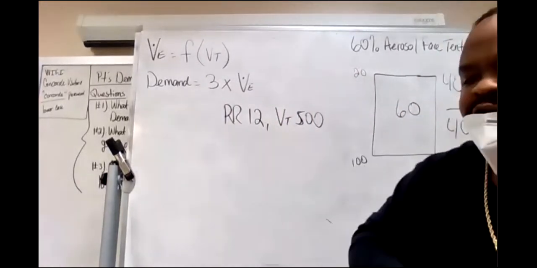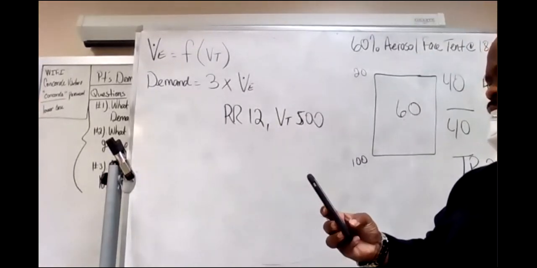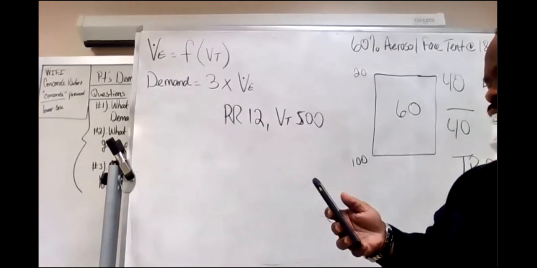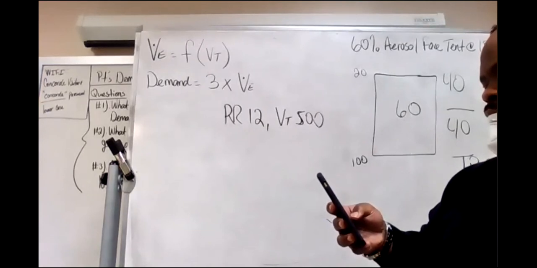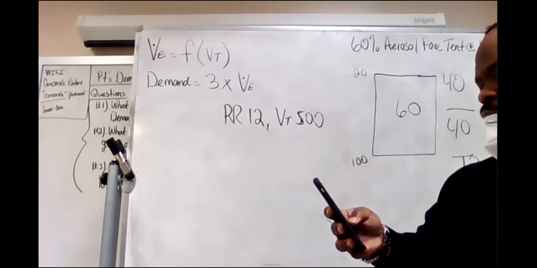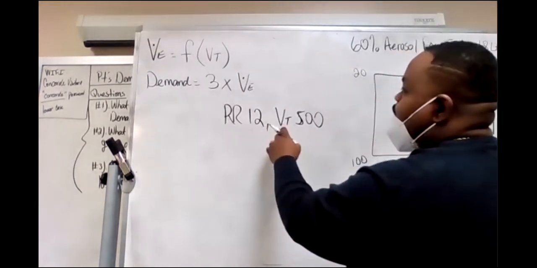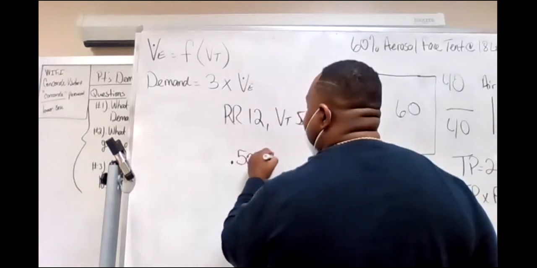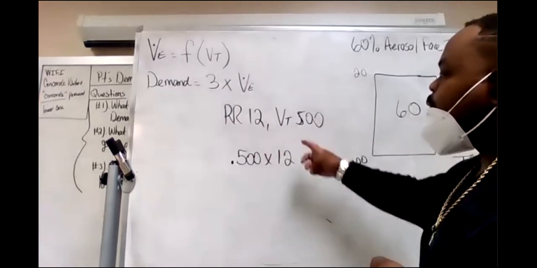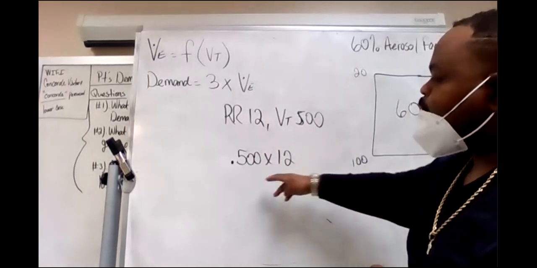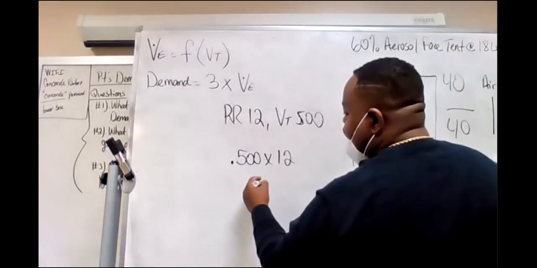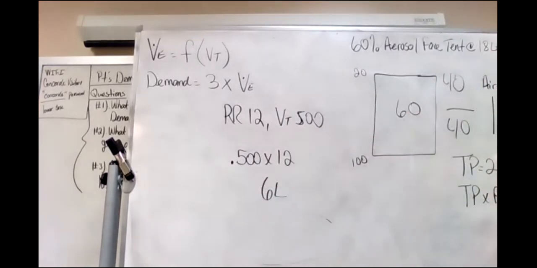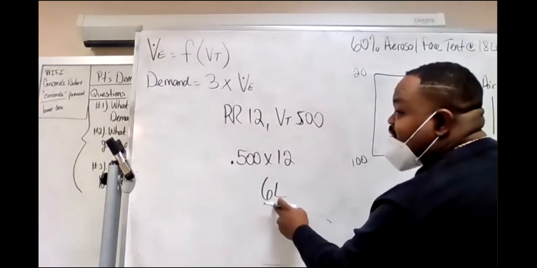What will be the minute ventilation of that? Is it 60? You do 0.500 times 12. What does that give you? Remember, when we multiply that tidal volume, you do it as a decimal. So 0.500 times 12 gives you how many liters? 6. I put the decimal on the respiratory rate. Oh, don't do that. Put the decimal on the tidal volume. So that is a minute ventilation of 6 liters, okay?